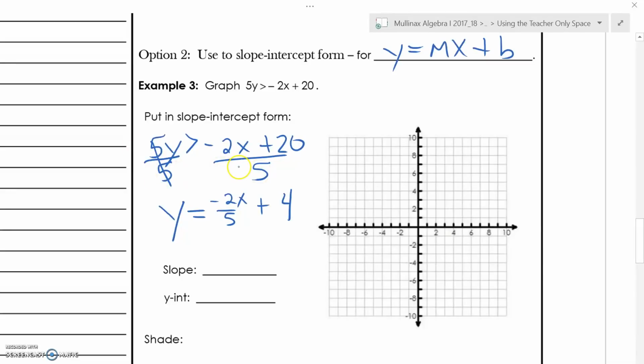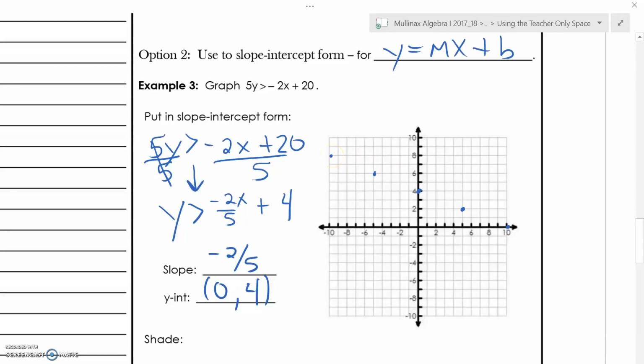I divided by a positive, so I did not need to reverse the inequality symbol, so the inequality symbol is still greater than. So the slope is negative 2/5 and the y-intercept is 0, 4. Start at 0, 4, down 2, right 5. Negative is always down and to the right. You can go in the other direction by going up and to the left.